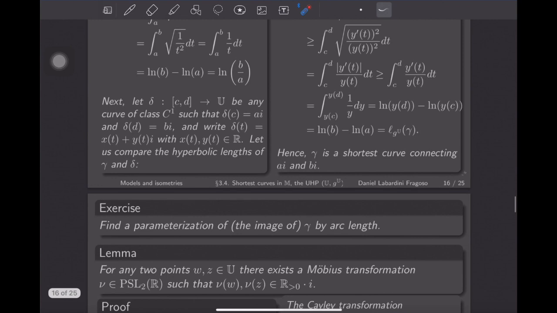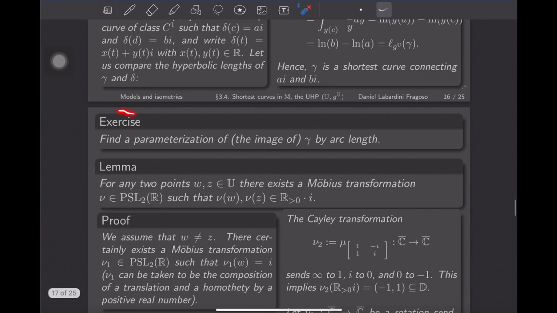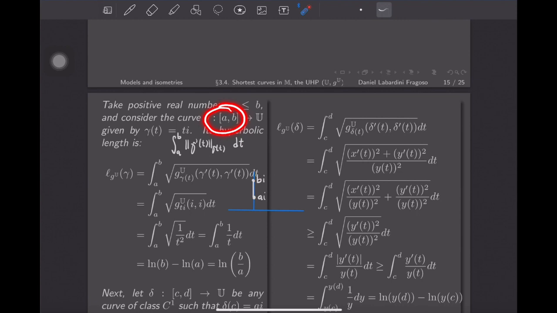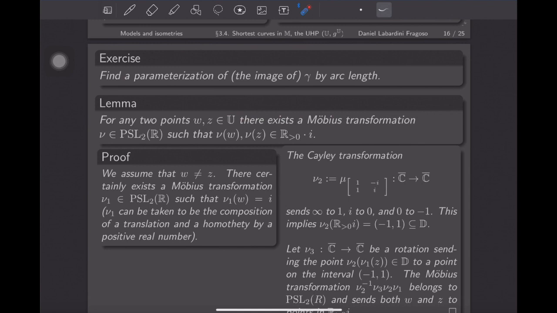For this it may help to have the formula for hyperbolic distance that we are about to find later. This can be done directly, because at any point in the interval, you can just compute the distance you have traveled from A to gamma of that point, and then use that to compute the parameterization by arc length. So this is not such a hard exercise actually.